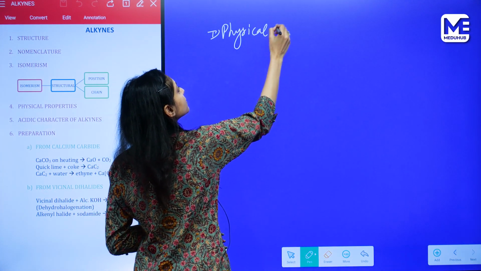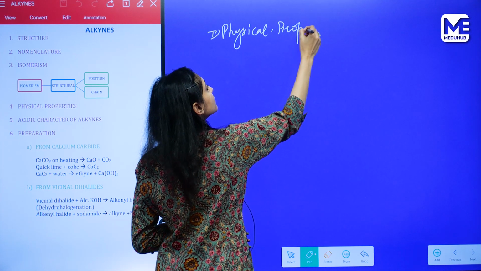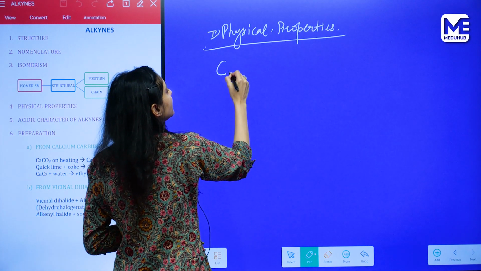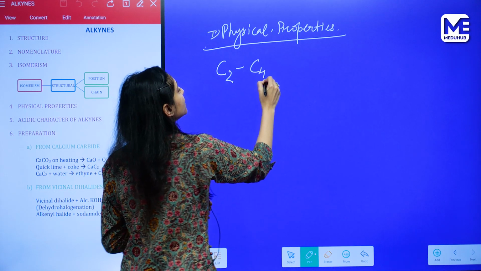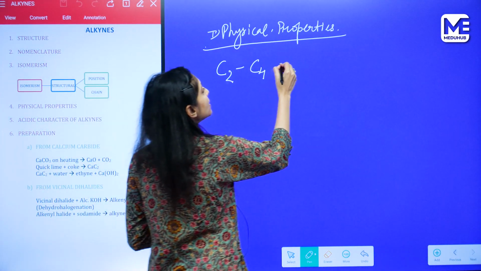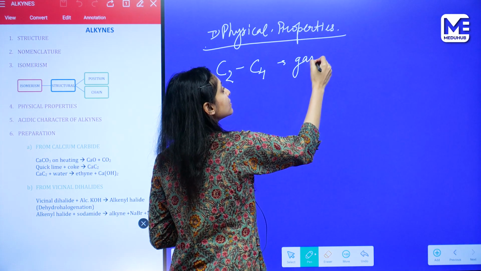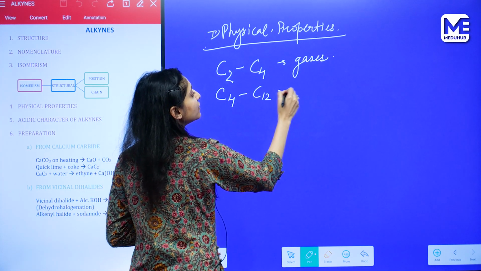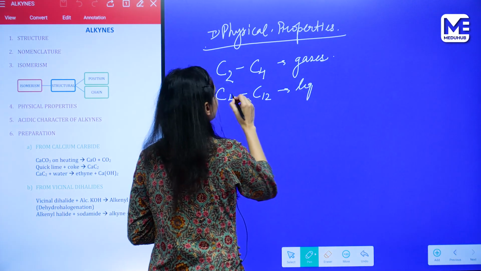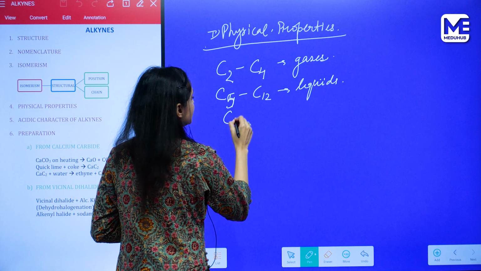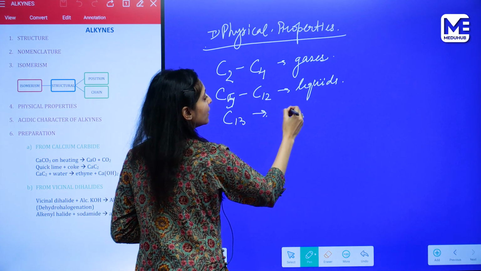Physical properties. If we look at the first 3 members containing 2 carbons, 3 carbons and 4 carbons, they are gases. From C4 to C12 are liquids. C5 to C12 are liquids. And C13 onwards all are solids.